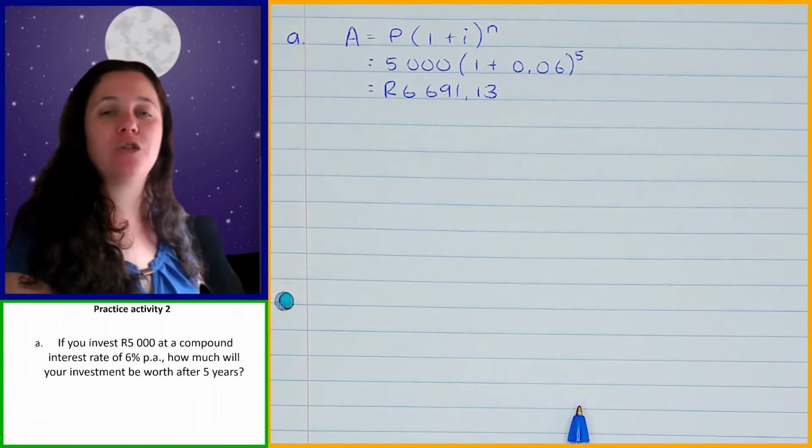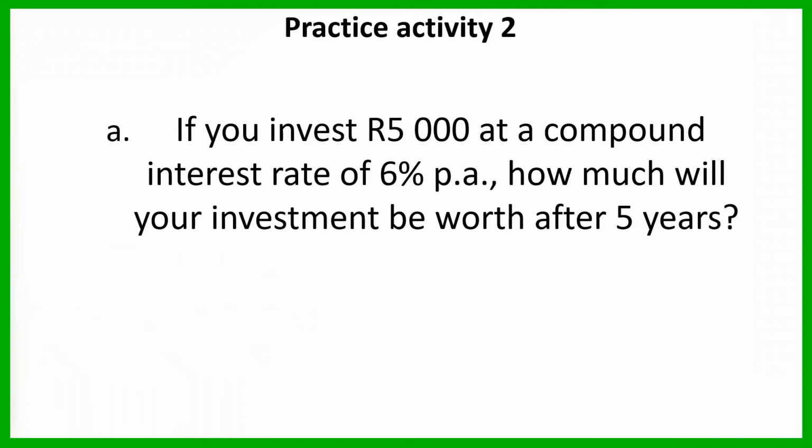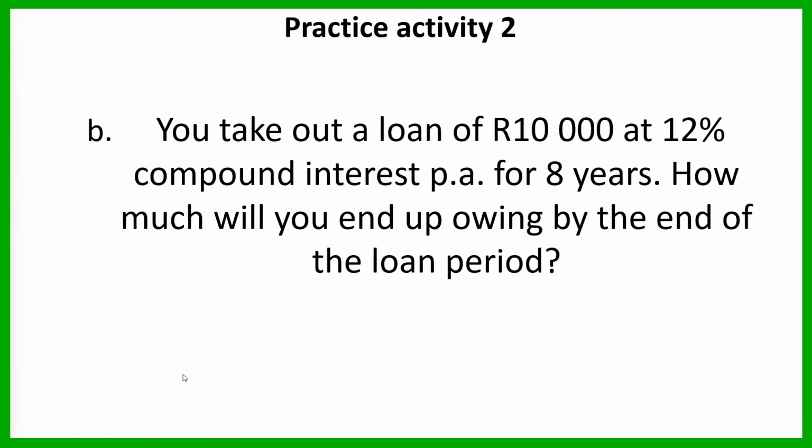Right, now let's go on to question B. In question B, it says, you take out a loan of 10,000 Rand at 12% compound interest per annum for 8 years. How much will you end up owing by the end of the loan period? Okay, so now I'm going to give you 1 minute to do this question as well.